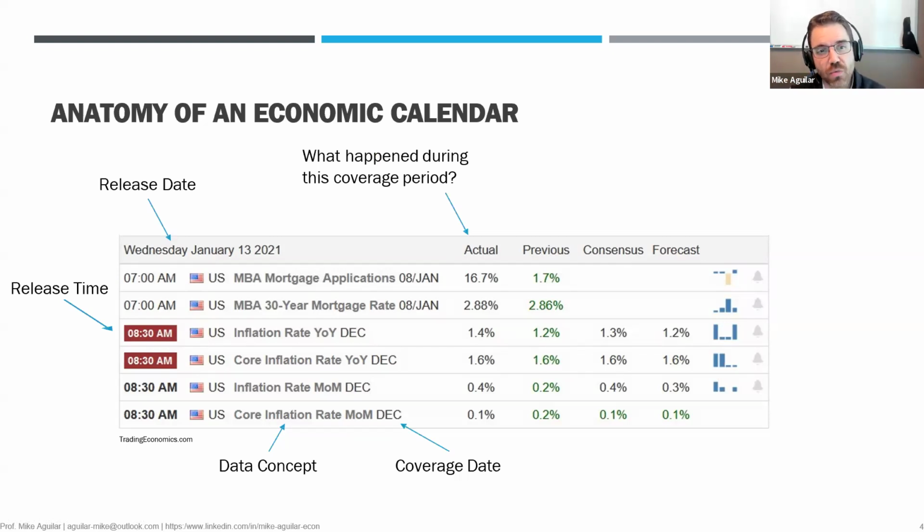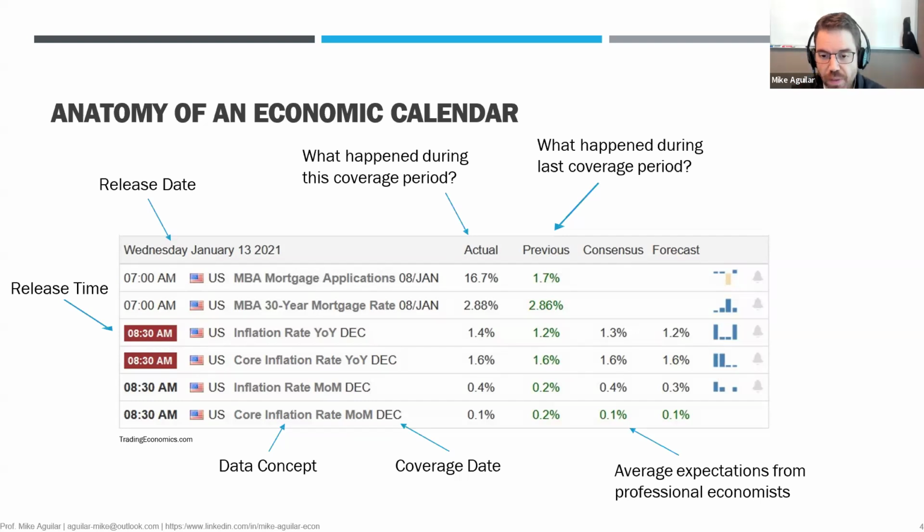The actual column is what actually happened. In this case, at the bottom there, it said that the core inflation rate month over month in the December was 0.1%. So that's period to period. That's monthly data. So that's December from November. Tells you what it was at the last coverage period. So if 0.1% for the month of December, the last one was November. So that was a 0.2% from November, October.